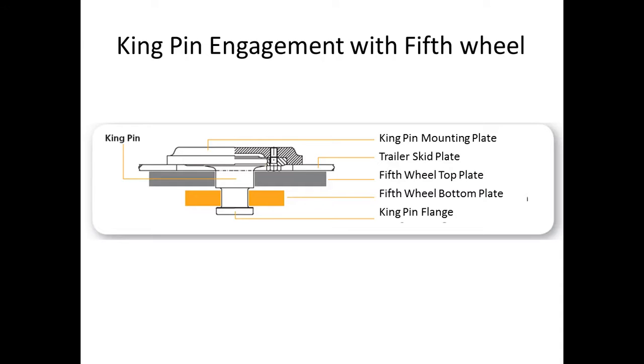Let us see what is the kingpin engagement with fifth wheel coupling. The kingpin consists of kingpin mounting plate. Then there is a trailer skid plate. On the trailer skid plate, the kingpin is either bolted or it's welded. Then there is a fifth wheel top plate. Then there is a fifth wheel bottom plate and the kingpin flange. The flange has a very peculiar use. It prevents the lifting due to the vertical loading.